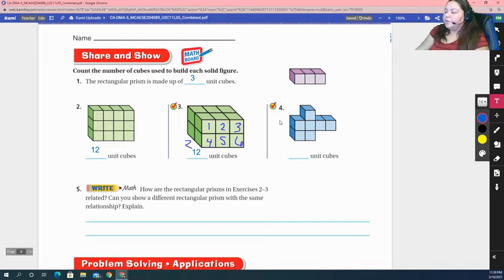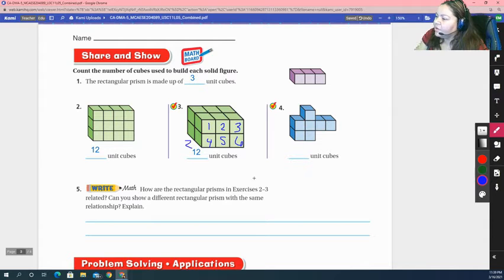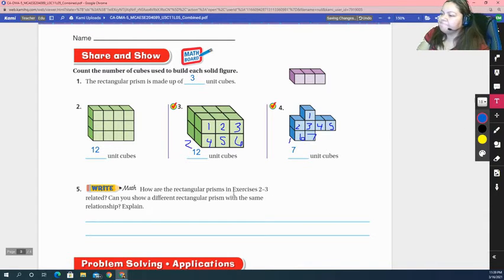Our next example, number 4, is only 1 unit cube deep, because we could see here it's only 1 unit. That means that we're just going to count all our squares, and that will be the total unit cubes. So here we have 1, 2, 3, 4, 5, 6, and 7. So this figure is 7 unit cubes.